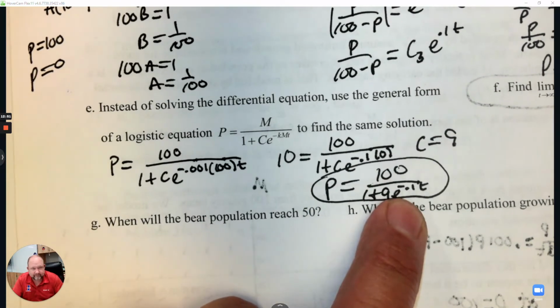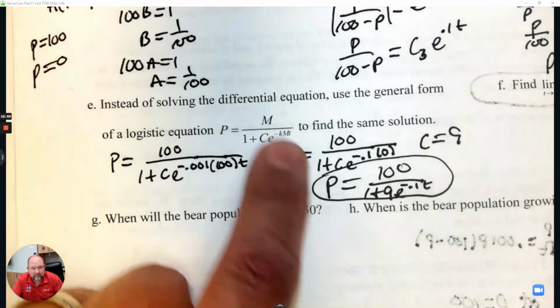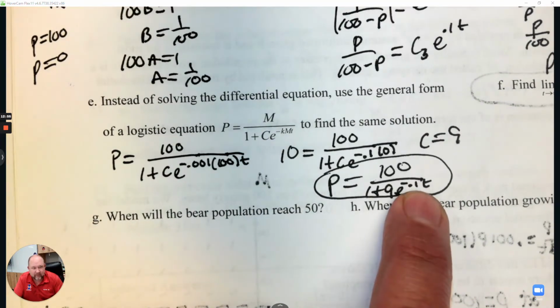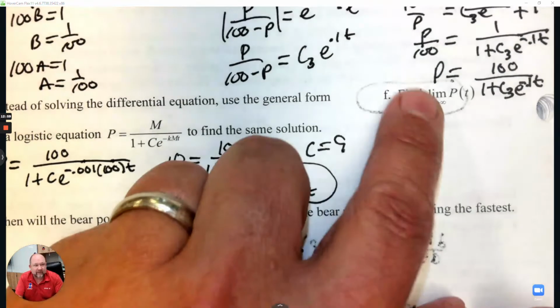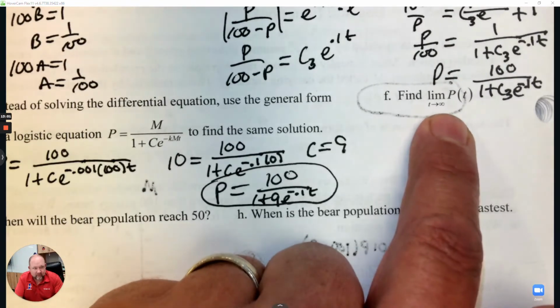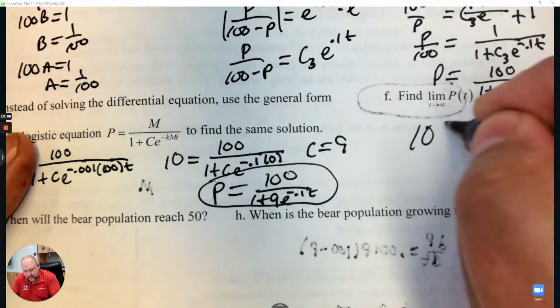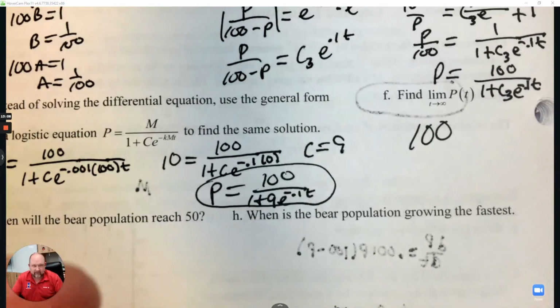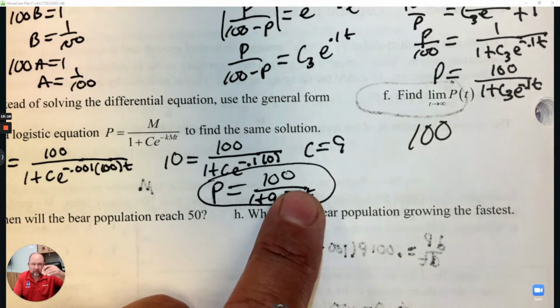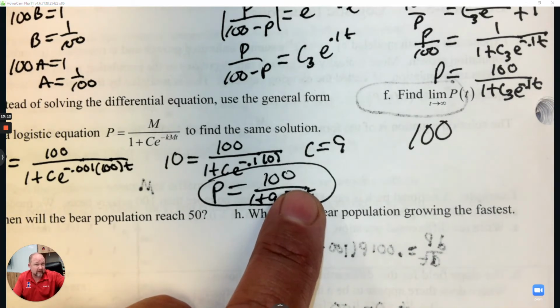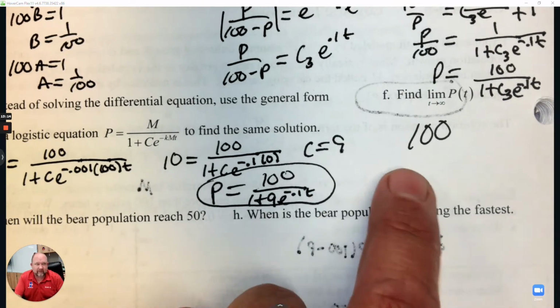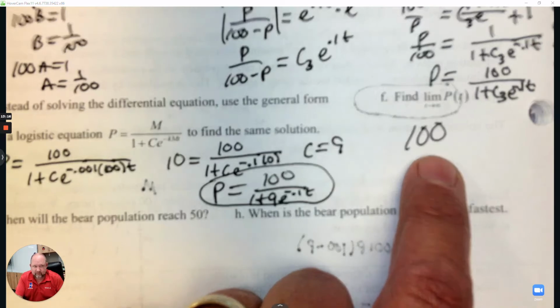And there it is. So negative k and m, they multiply together, come up with 1, negative 0.1 t. Find the limit as this approaches infinity. So what's the right end behavior? Where is it getting closer and closer to? And so the numerator is going to be the end behavior. So this population is getting closer and closer and closer to 100 the further we go in time. And that's the greatest value it's going to get up to. So that's what it says.